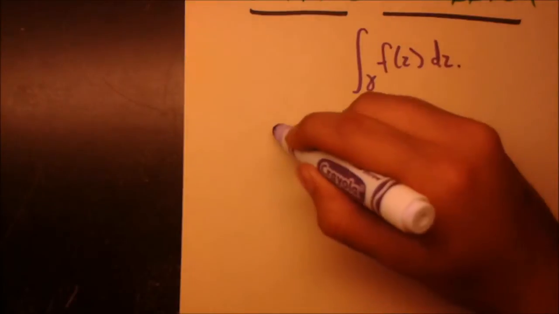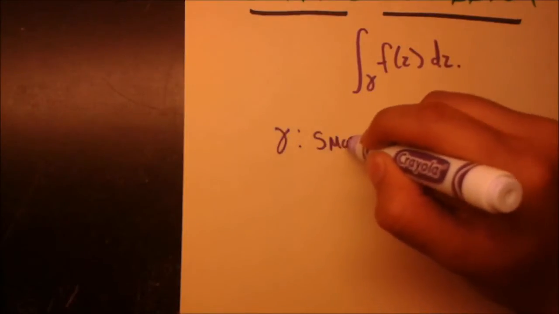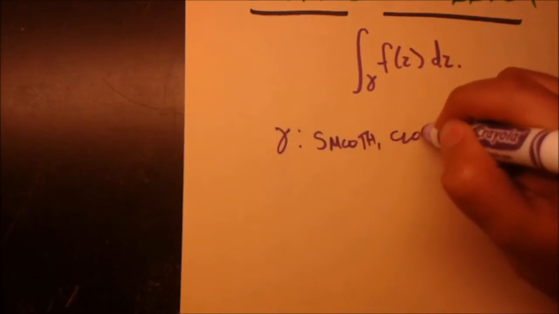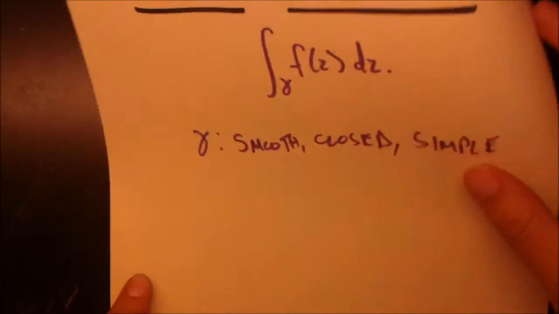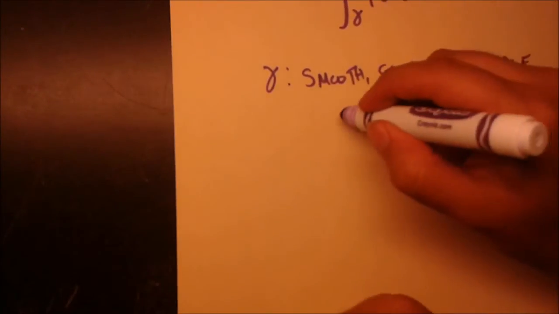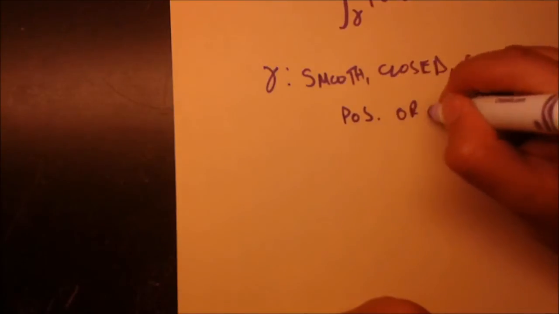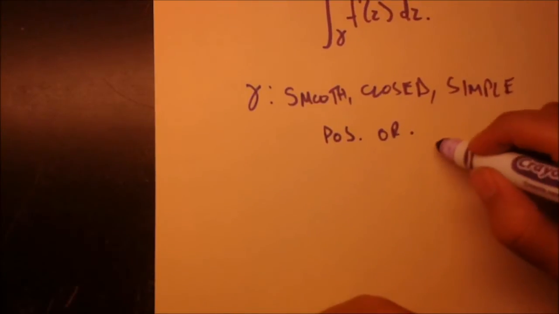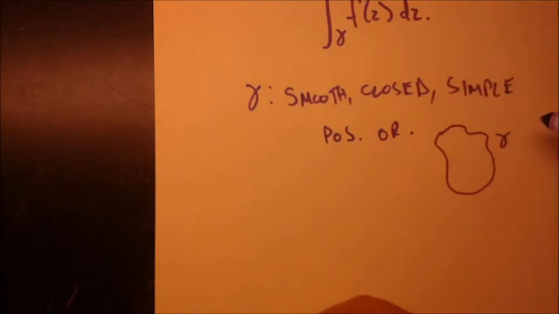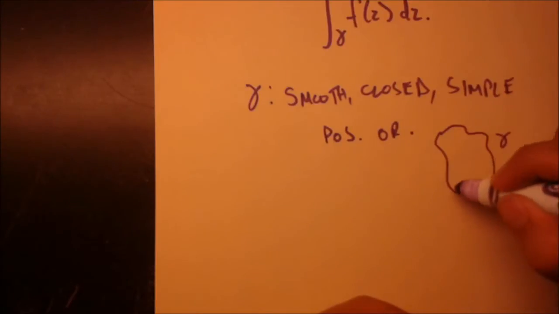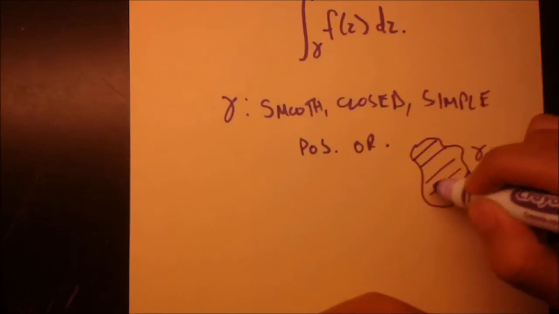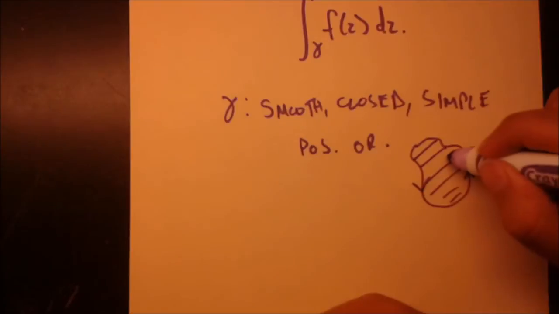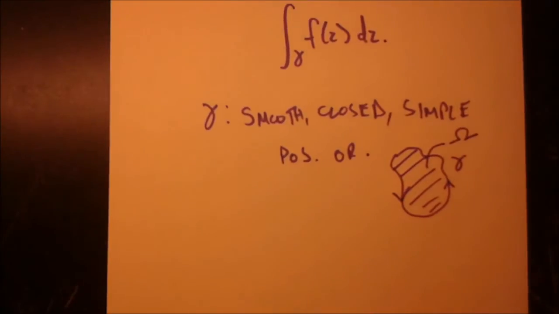First, our gamma has to be a smooth, closed, simple curve. For these three definitions, go back to the previous curves video and recap if you need to. It also has to be positively oriented. What does positively oriented mean? Remember, that means that as you travel along gamma, you must always keep its interior on your left. So in this case, you go counterclockwise. And this interior, we're going to be calling uppercase omega.